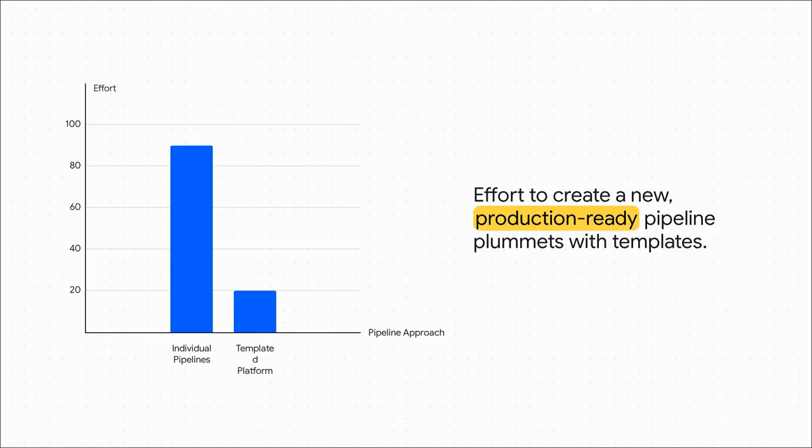And the crucial point here is the massive gain in efficiency. Just look at this. The amount of effort it takes a team to create a new production-ready pipeline just plummets when they can grab a pre-approved template from the platform. It gets rid of all the friction and just speeds up development for everybody.